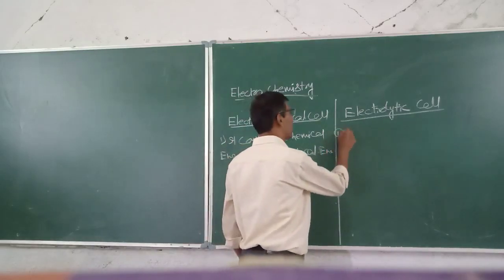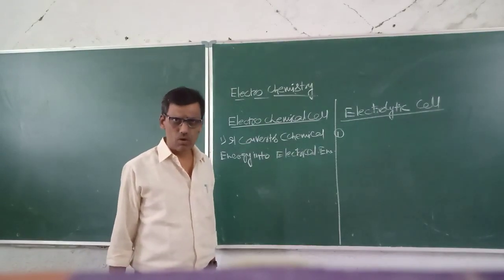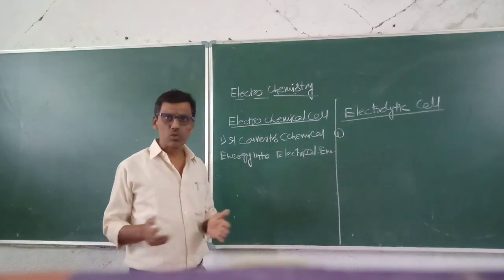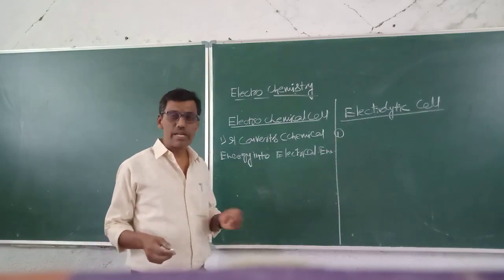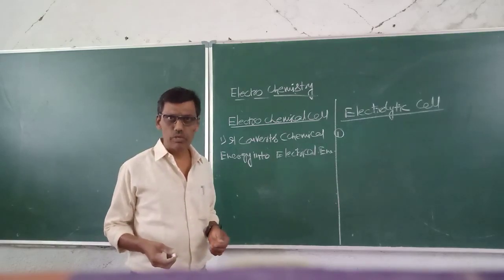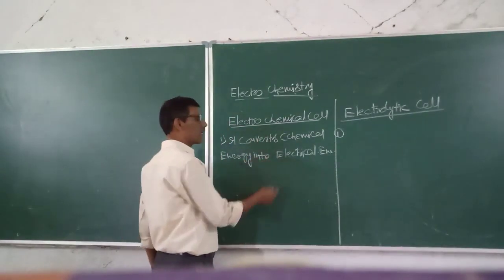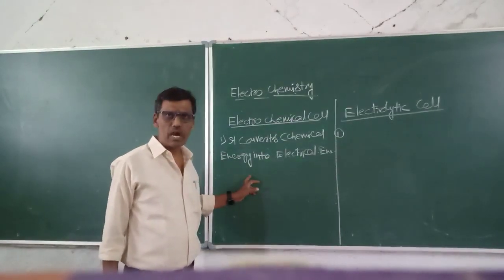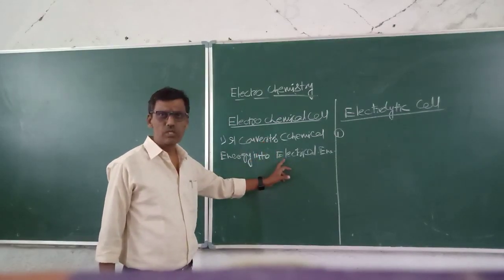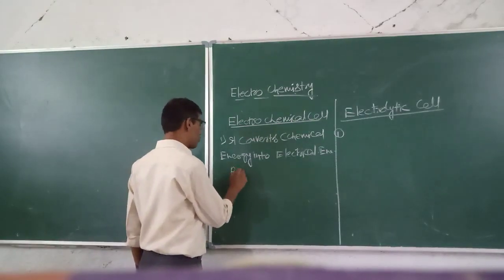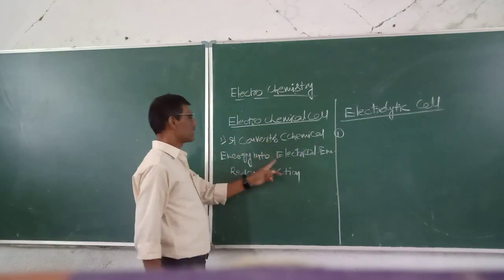Whereas in the electrolytic cell, we use current, that is, we send current into electrolytes, and the electrolytes dissociate into positive and negative ions. By sending electricity, we are making a chemical reaction occur. Whereas in the electrochemical cell, the chemical energy is converted into electrical energy through a spontaneous redox reaction, that is, an oxidation and reduction reaction.